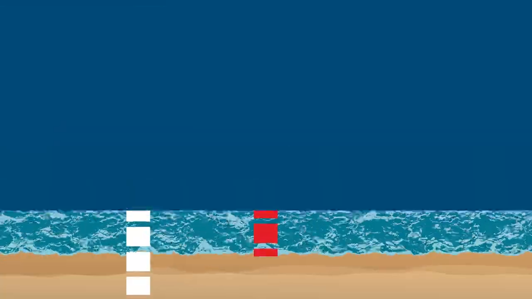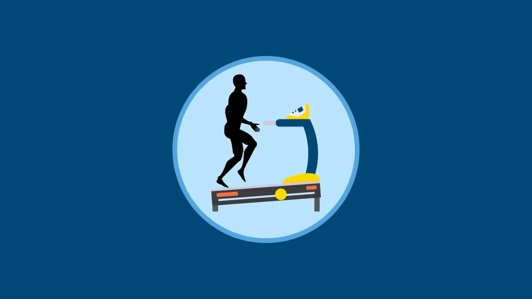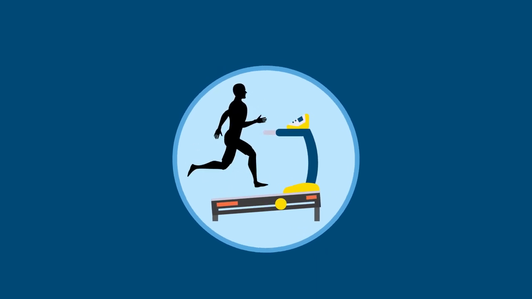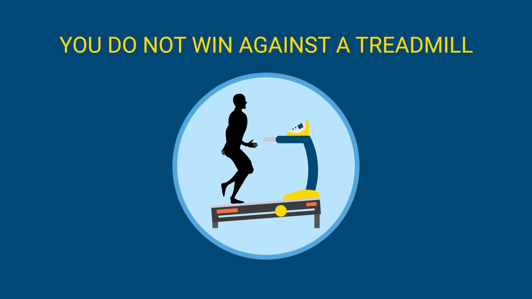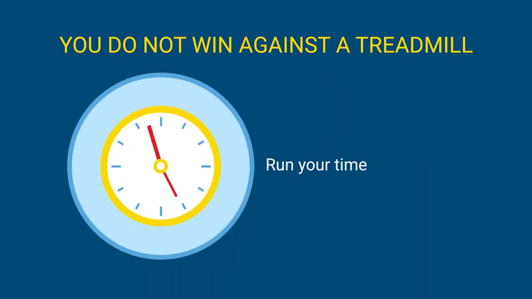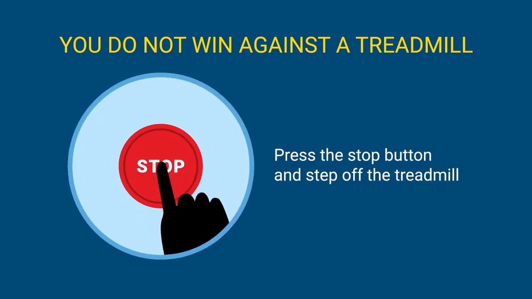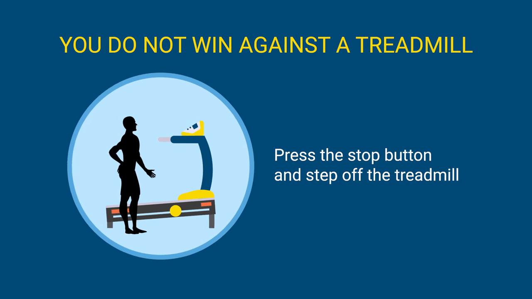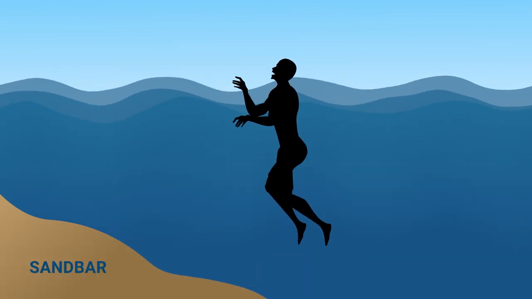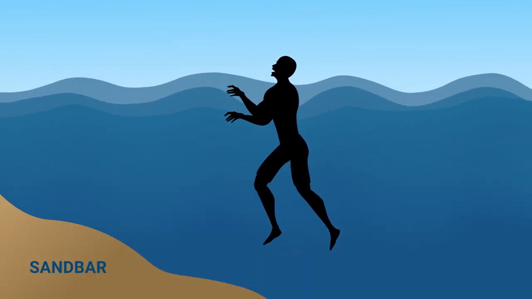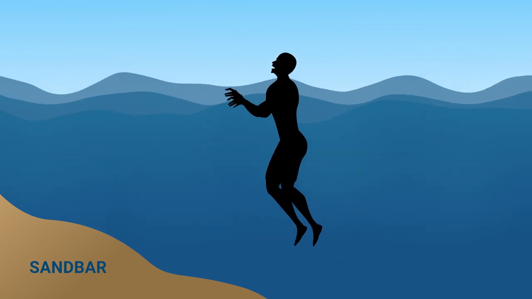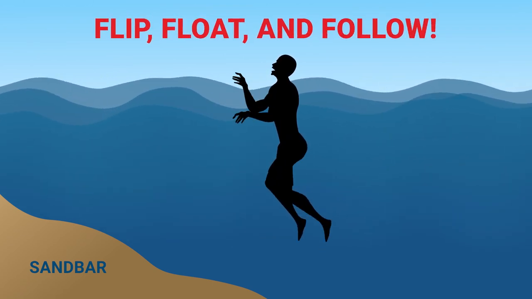Please understand that all of these dangerous currents are like a treadmill. You do not win against a treadmill. You run your distance, you run your time, you press the stop button, and step off the treadmill. If you are ever caught in a dangerous current and are doing the signs of drowning, the GLSRP advocates that you flip, float, and follow.